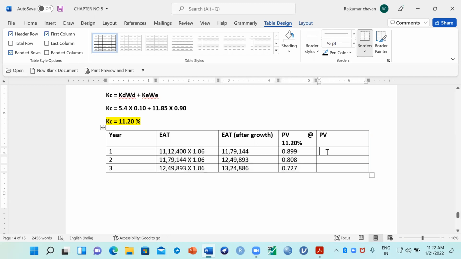Now calculate the present value of the first year. 11,79,144 is the future cash flow. Today's value is how much? You can put your answer in the chat box.